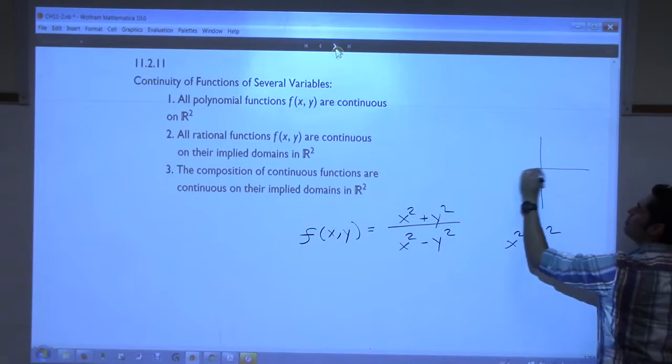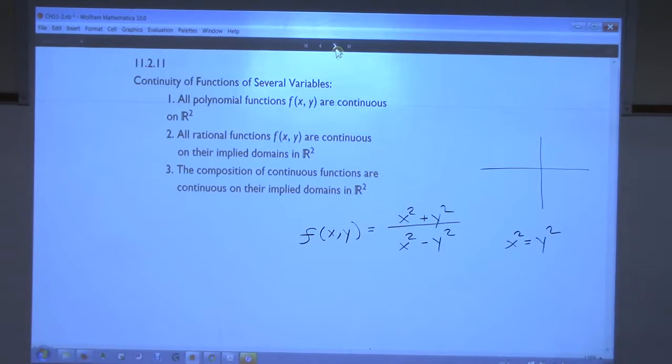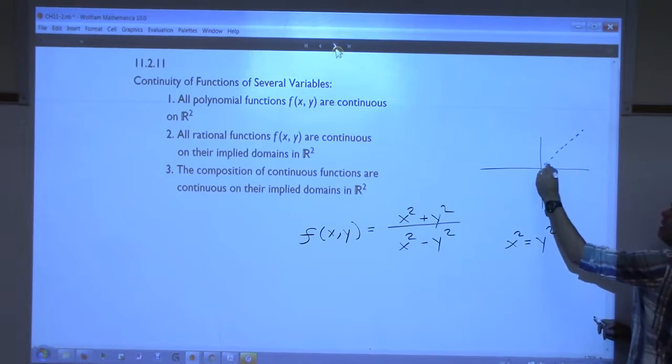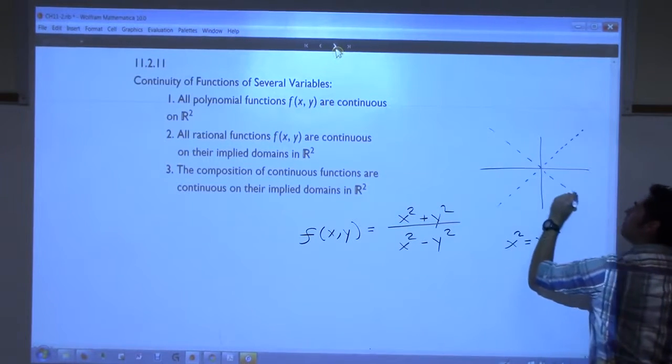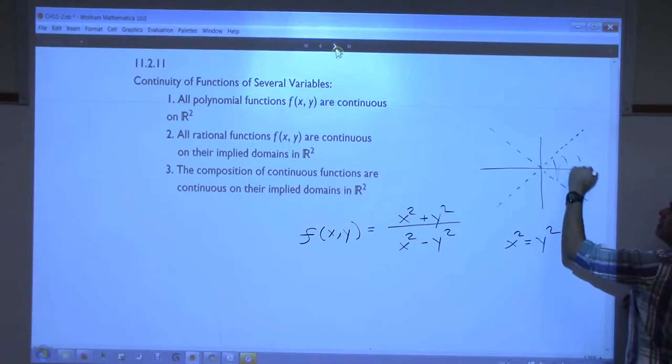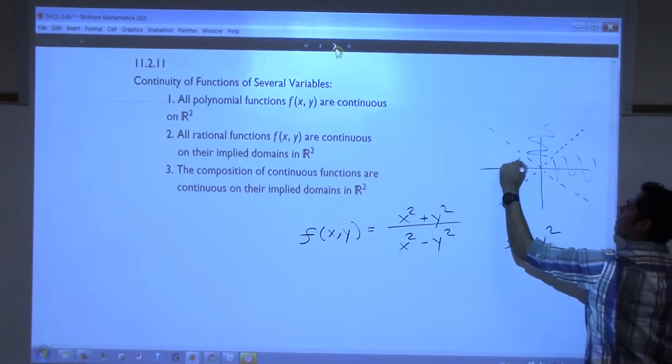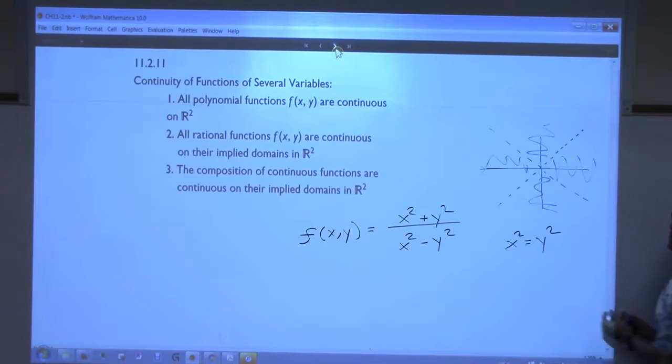What does that look like geometrically? x squared equals y squared. x equals y would not be allowed to be in our picture, and x equals negative y would not be allowed in our picture. So our domain would actually be everything in here, everything in here, everything in here, everything in here. That's what it would look like.